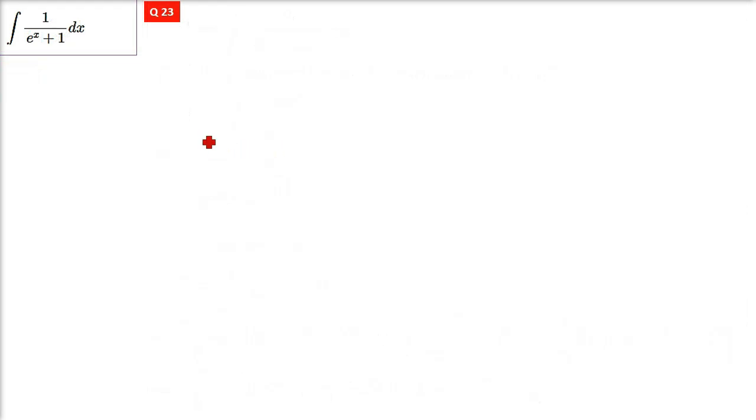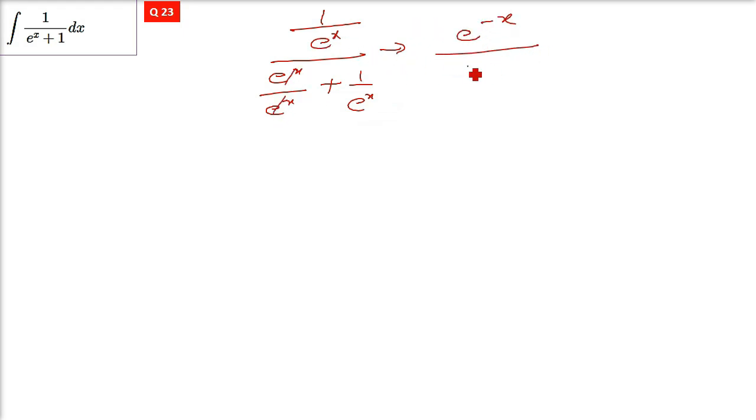If you understood this, this one will be very easy for you. What we'll do here is divide everything by e raised x. So e raised x divided by e raised x, plus 1 by e raised x. What do you get here? E raised x goes up, e raised minus x. This gets cancelled, so you have 1 plus 1 by e raised x, which is e raised minus x.